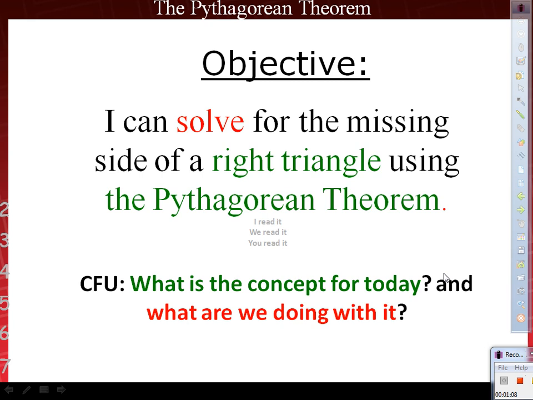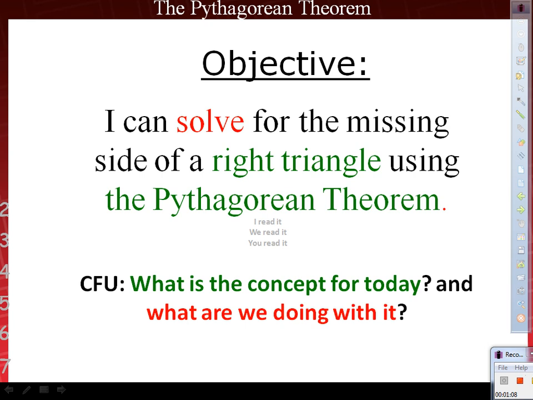So our objective for today: I can solve for the missing side of a right triangle using the Pythagorean theorem. Let's read together, 1, 2, 3. I can solve for the missing side of a right triangle using the Pythagorean theorem. So today's going to be the last lesson on the Pythagorean theorem. We already did the first lesson.